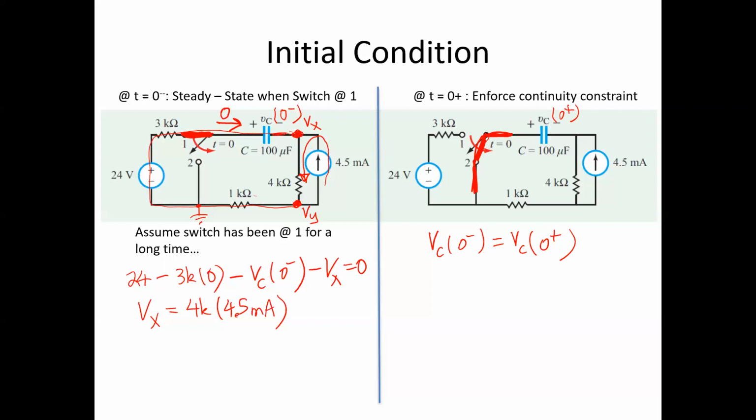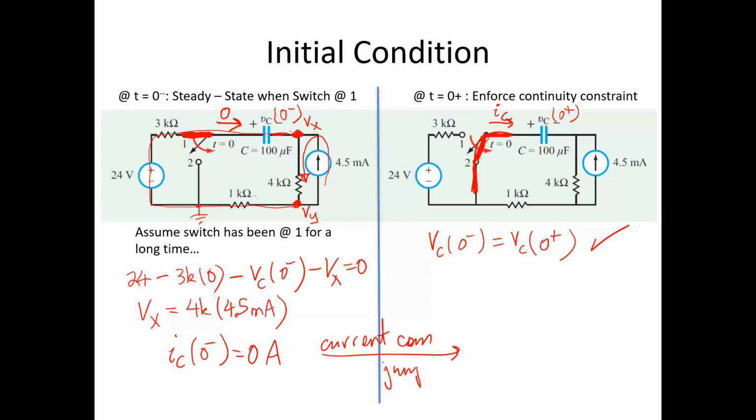We actually know what that value is from our previous steady state calculation. We know what these values are. So we can use KVL and KCL to try to figure out other parameters within the circuit. For example, if we want to figure out how much the capacitor current jumped up to, remember it was 0 in the steady state case. So just to remind you, we said that IC of 0 minus is equal to 0 amps. But current can jump.